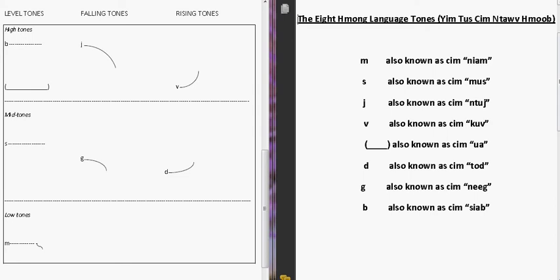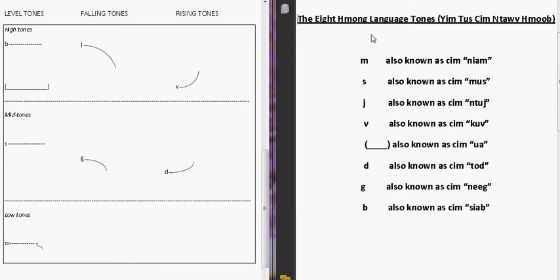I have two documents here on my screen to share with you regarding Hmong tones. There are 8 Hmong language tones, as you can see here on the right-hand side. Before I get to the document on the left-hand side, I want to talk a little bit about this document that's on the right-hand side here.